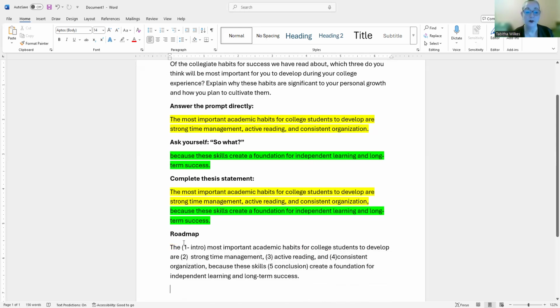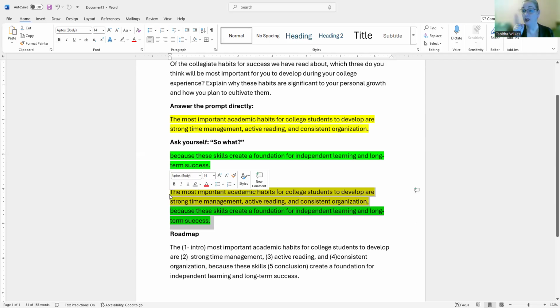Paragraph 1 is going to be about the most important academic habits for college students to develop. That's your intro. Paragraph 2 is going to be about strong time management. Paragraph 3 is going to be about active reading. Paragraph 4 is going to be about consistent organization. Paragraph 5, you're going to meld it all together and give your readers a takeaway. And that takeaway is it creates a foundation for independent learning and long-term success. So it tells your reader exactly what they should expect in your next 5 paragraphs. So yes, your thesis statement will be long.